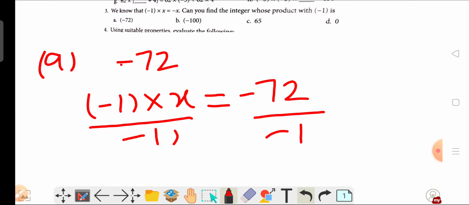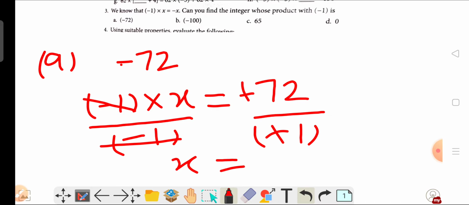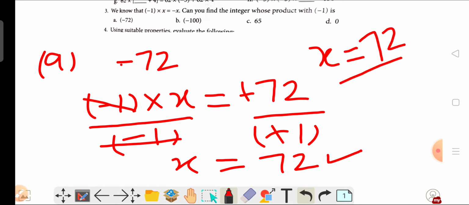So after cancelling the common factor, what will we get? Minus 1 got cancelled by minus 1, it will remain x, and this minus is cancelled by this minus, and x is equal to 72. So this is the solution of your a part. Okay. So the value of x in a part is 72. So this is the answer of a part. Okay. Now we will move on to b part.